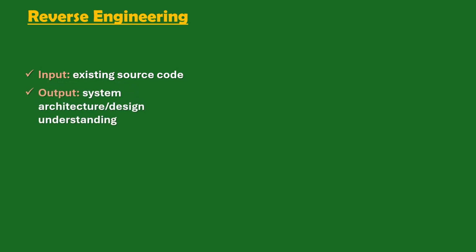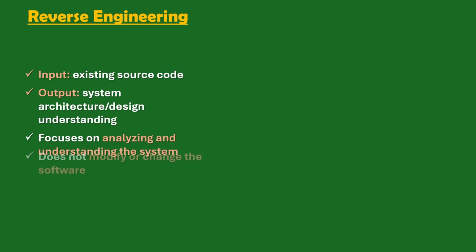Developers study the code, modules, data flow, and relationship between the components in order to recover the high-level information such as the system architecture and system design. The output of this process is not a new software, but a better understanding of the system itself.